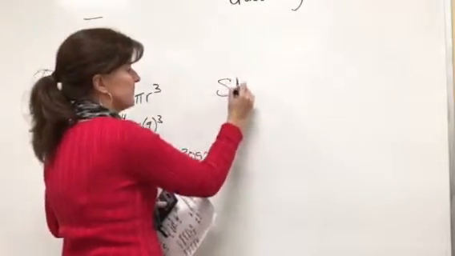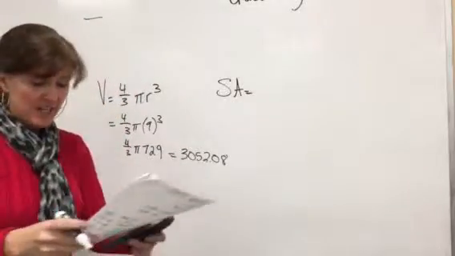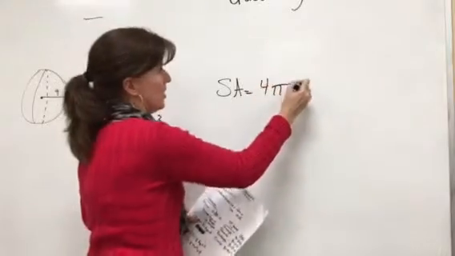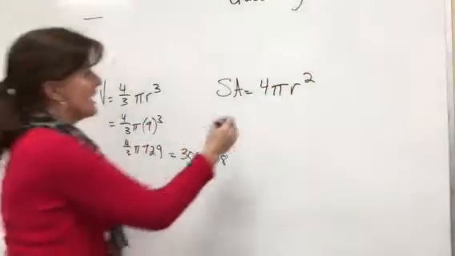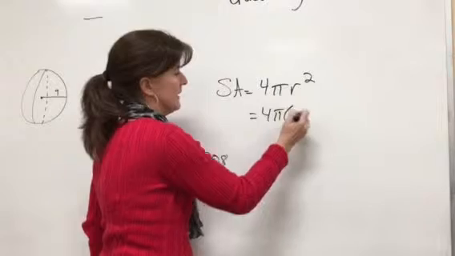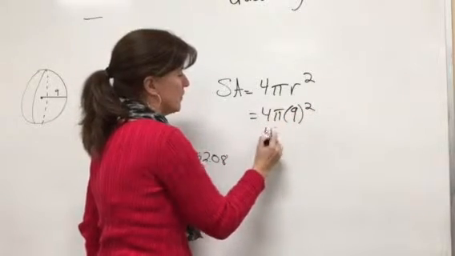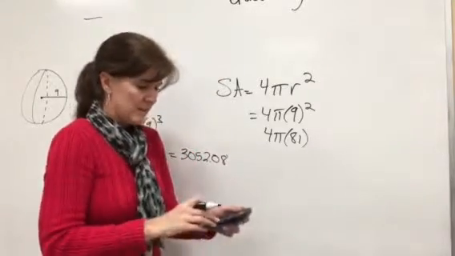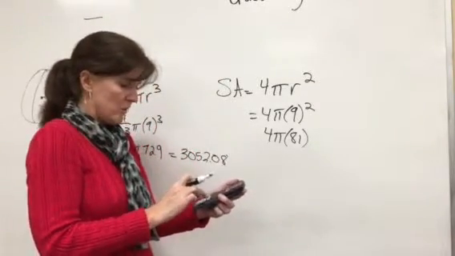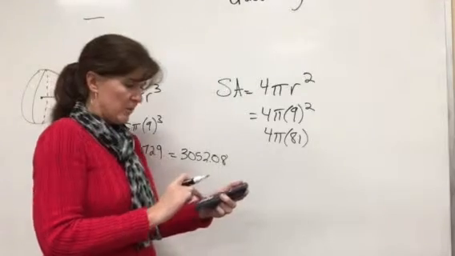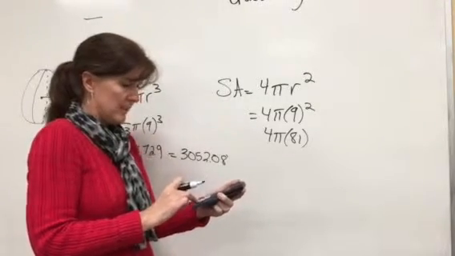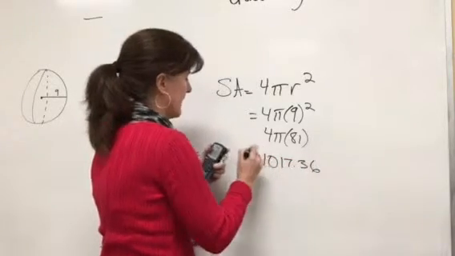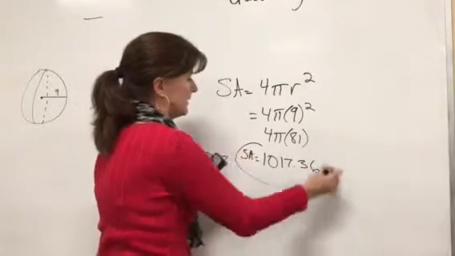Now this is not on your quiz, but just for fun, let's find the surface area of the same sphere, because it might be on your test. Surface area is 4 pi r squared. R is 9, so 4 pi 9 squared, 4 pi times 81. So I am going to say 4 times 3.14 times 81 equals 1017.36, and that's surface area.